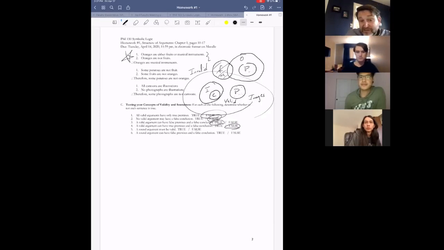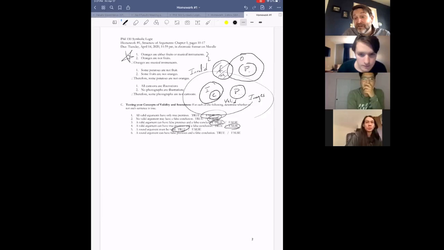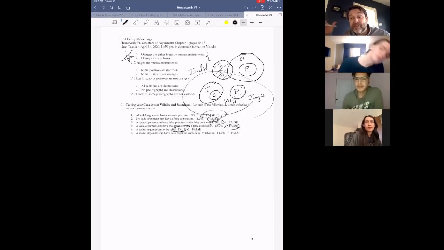A sound argument must be valid. That's false? No, that one's true as well, I'm afraid. What is the description of soundness? An argument is sound if it's valid and it has true premises. So that's built into it. Soundness is like one step further than validity. If you get validity, it has the property that if the premises were true, the conclusion must be true. Soundness says, and the premises are true. So it just adds this extra thing on top of validity.